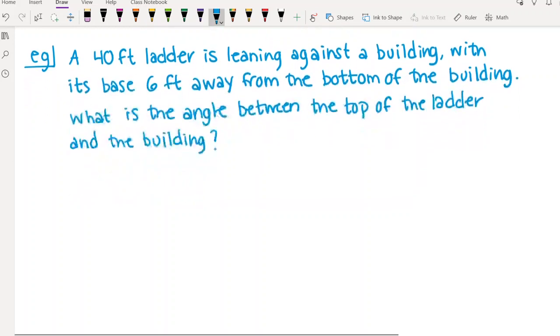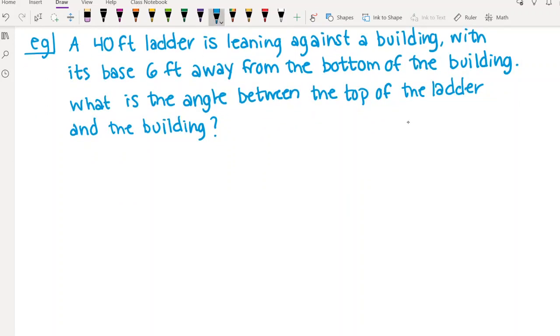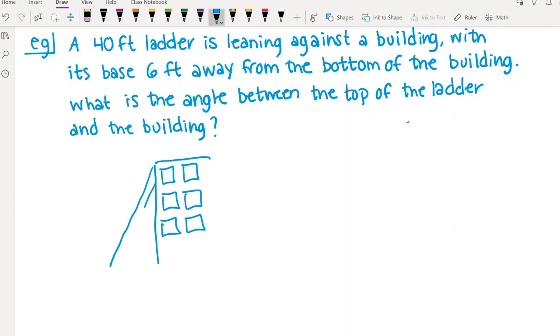Okay, so let's draw a picture and see what's going on here. So we have our building. I'll just put some windows on this so we know it's a building. Okay, so here's our building. And then we have a ladder that is leaning against the building. And so we know that this ladder has a length of 40 feet.